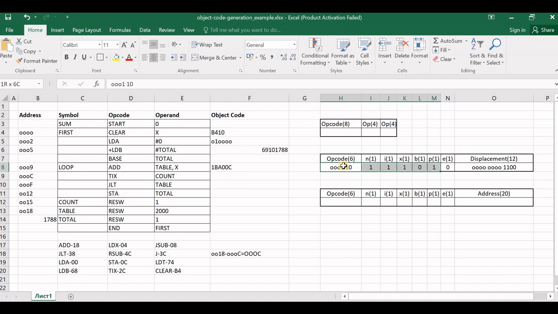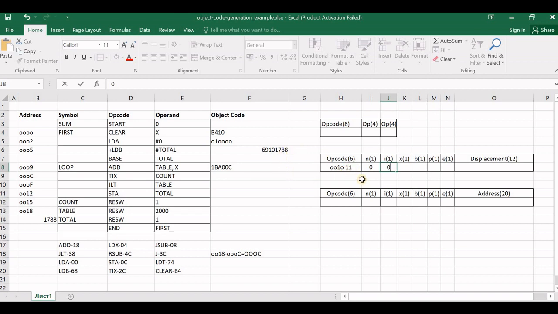I'll just clear these values. Here the opcode for this instruction is TIX and the operand is count. So find out the hexadecimal opcode for the instruction TIX. The hexadecimal opcode for the TIX instruction is 2C. So represent 2C in binary here. So it is 0010 and C is 1100, and the remaining 2 bits move to the N bit position and the I bit position because you cannot accommodate all 8 bits over here.